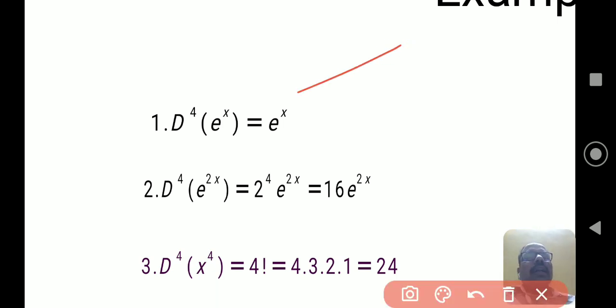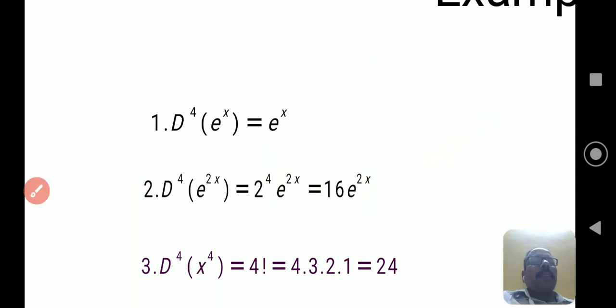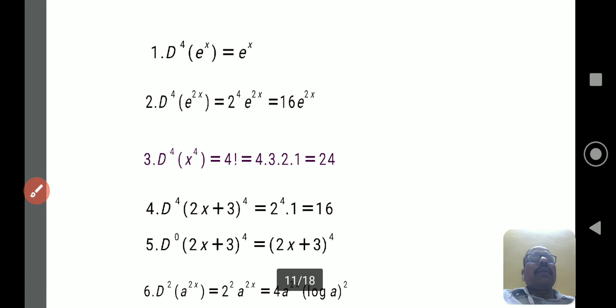The fourth order derivative of e power 2x can be written as e to the power of ax, where a is 2. How many derivatives? Four derivatives, nothing but a to the power of n, 2 power 4 e power ax. This is the result.